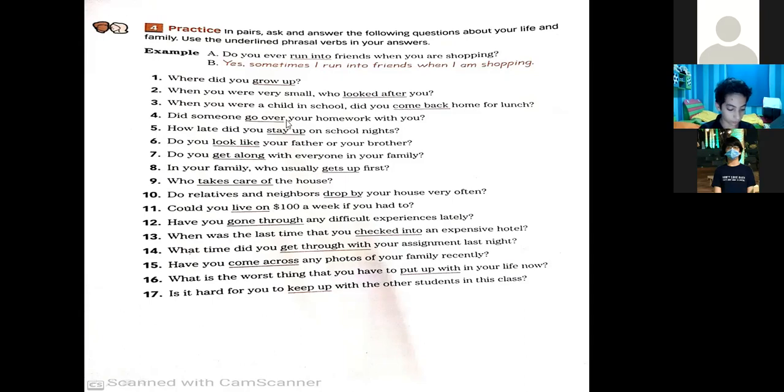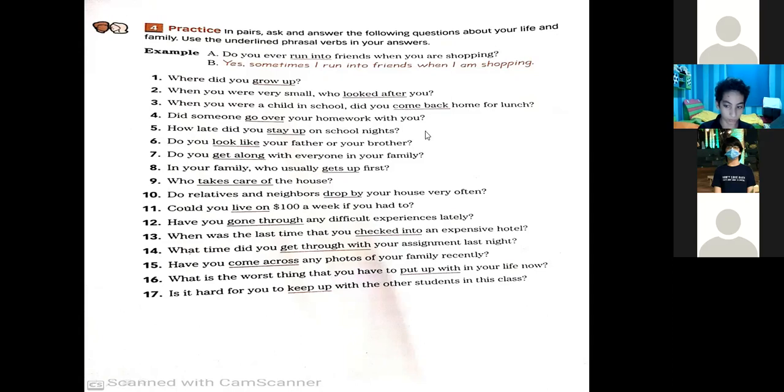Yusuf Rafat, start. Did someone go over your homework with you? Yes, sometimes someone go over the homework. No, state the name of this person, like my mother, my father. So we can say, yes, sometimes my friend Ahmed goes over it with me. Take care, what is the question? It's go over, and the question is in the past, so the answer would be changed into the past simple. So we can say my mother, my father. No, went. You must change the verb go to went in the past form.